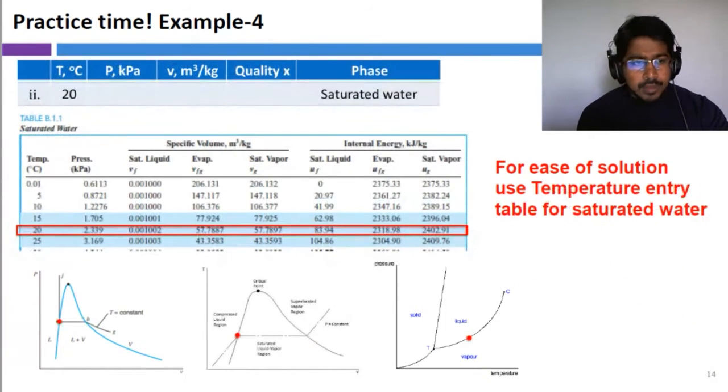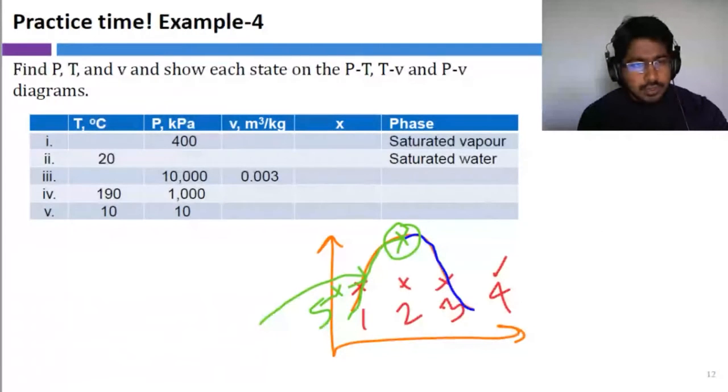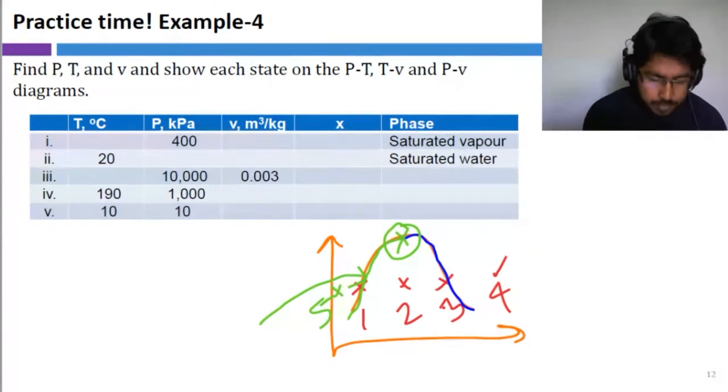Perfect. So now I will solve this one as well. No, I will not solve this one. So I will give you 3 minutes to solve part 2.